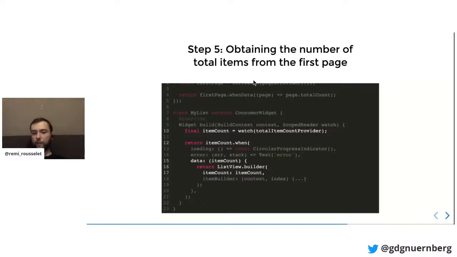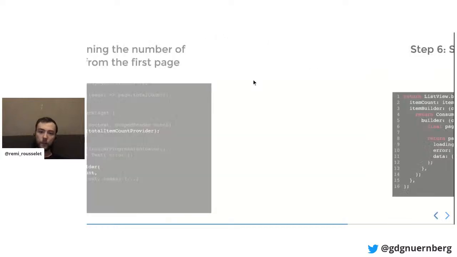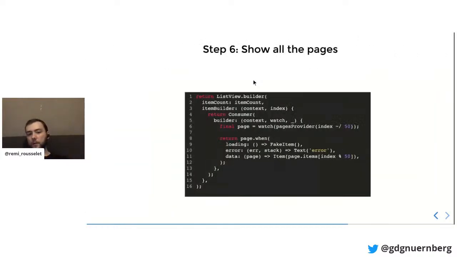And then finally, now that we have a way to fetch pages and a way to obtain the total number of items, we can create all the items individually, so we can show all the pages. This is done directly inside itemBuilder. What we would typically do is create, inside our itemBuilder, a Consumer widget to retrieve the watch parameter that we need to listen to providers. Now that we have this watch parameter, we can use it to listen to the page based on the index passed to itemBuilder.